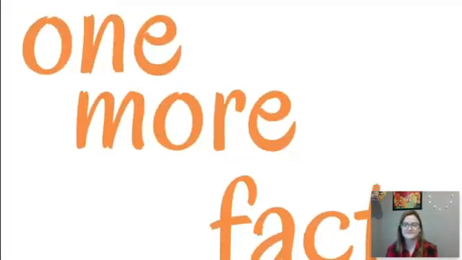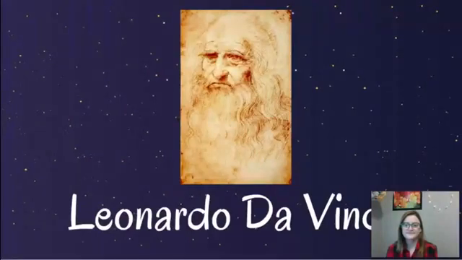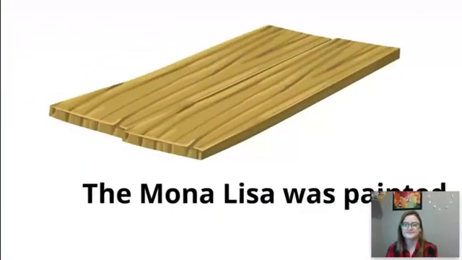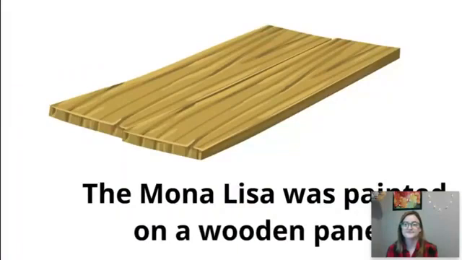We want to share one more fact about Leonardo da Vinci's masterpiece. Did you know the Mona Lisa was painted on a wooden panel? That's right, a wooden panel. That means the thief was hiding a panel of wood in his coat. The Mona Lisa, probably the most famous painting in history, was painted on a wooden panel.